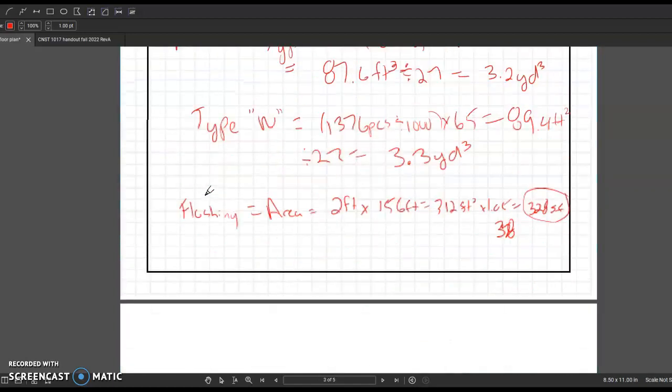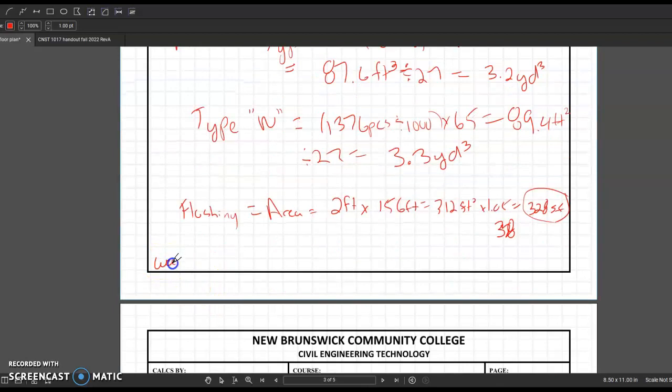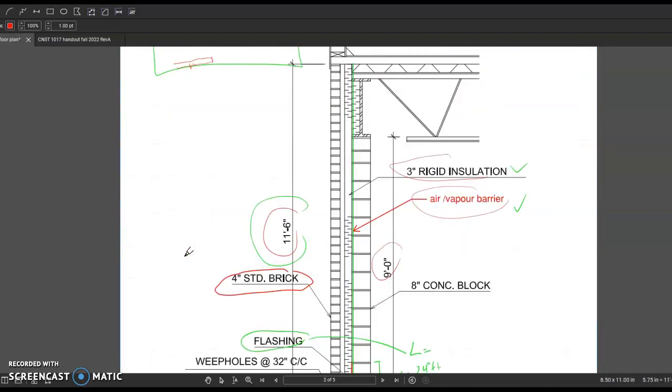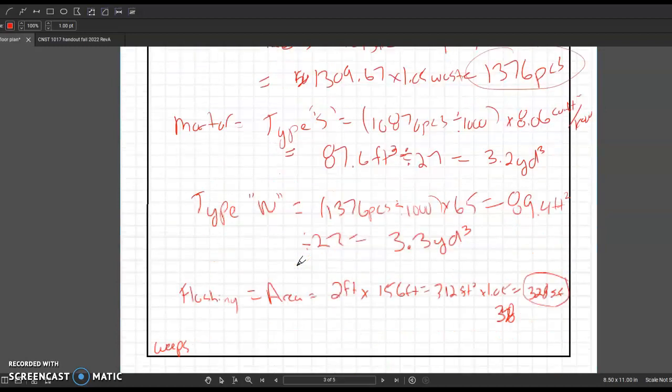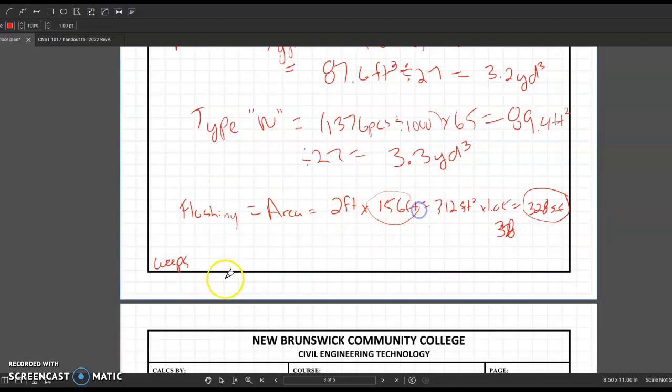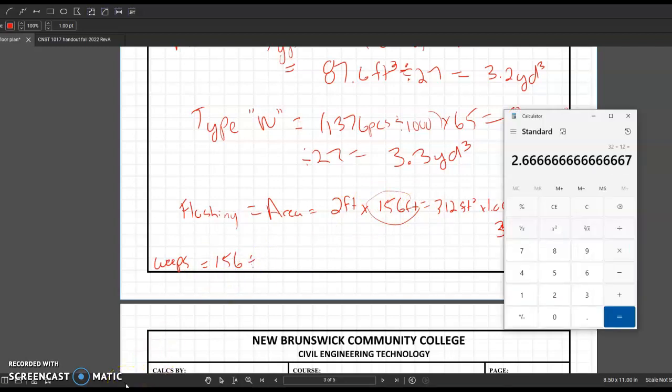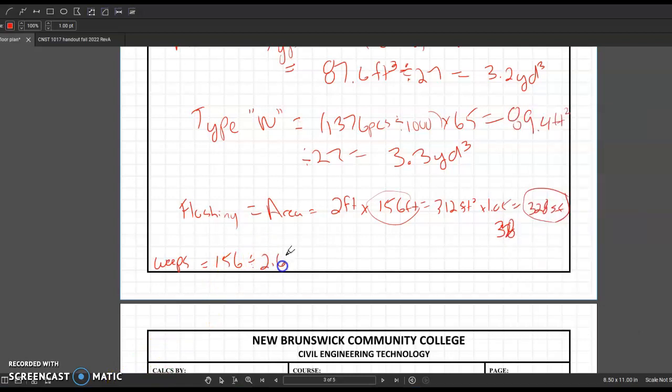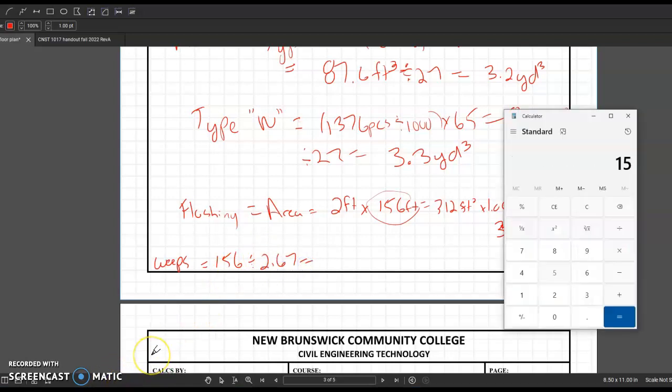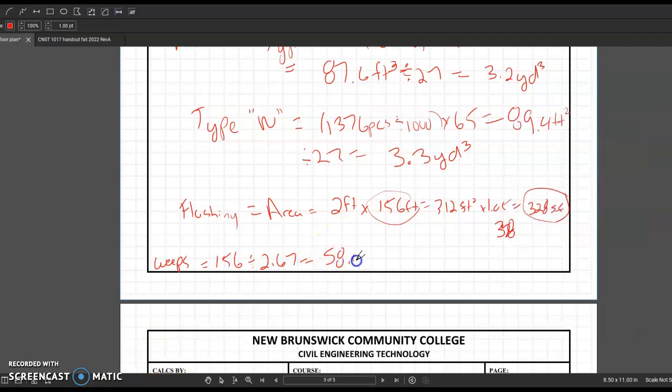So really, for my weep holes, which were every 32 inches on center, it's that same length I have for my flashing. Same length. So take my 156 and divide by 32 inches. 32 divided by 12 is 2.67 feet. So 156 divided by 2.67 is 58.4, so we round up to 59. You should do plus 1, so you get 60 weep holes.